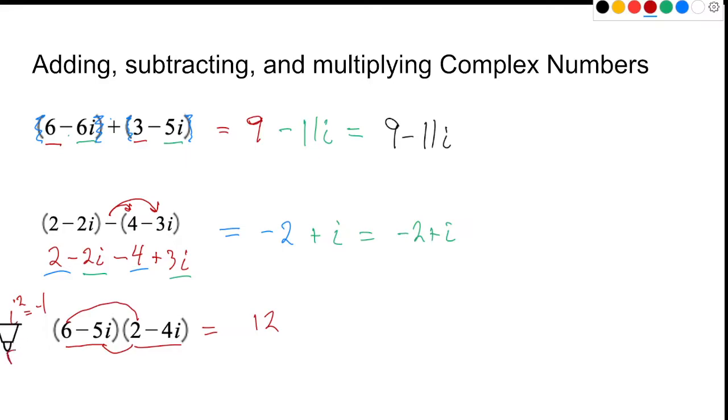FOIL. You can actually do it in any order, but first we do the outers. The outer terms would be the 6 and the 4i. That gives us a negative 6 times 4, which is negative 24i. We do the inners, and we get a negative 5 times 2, which is negative 10i.